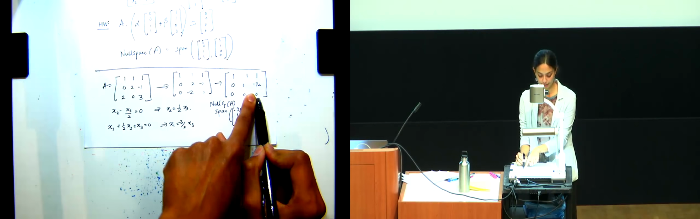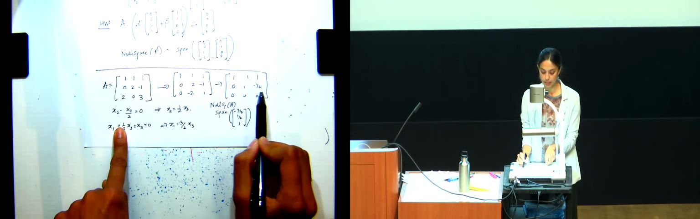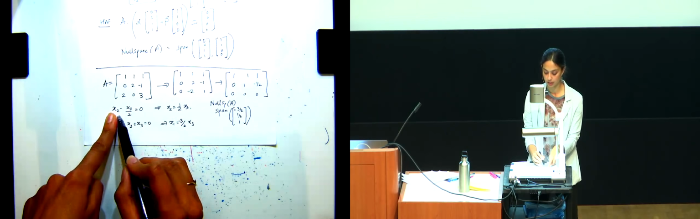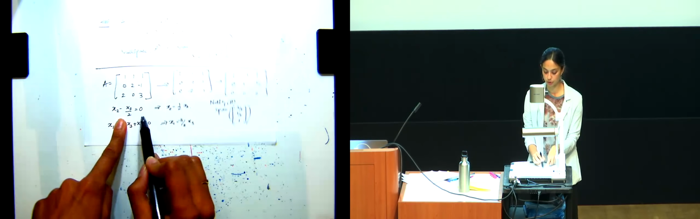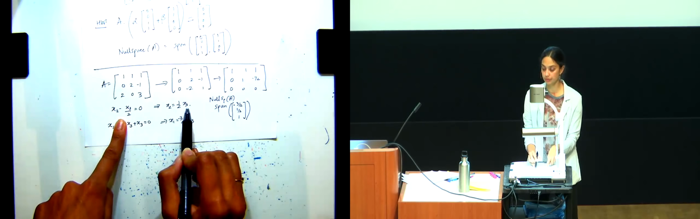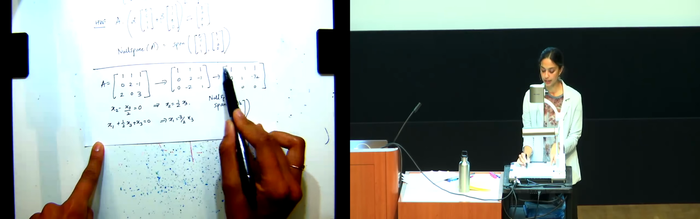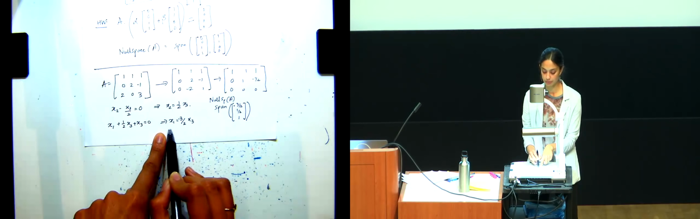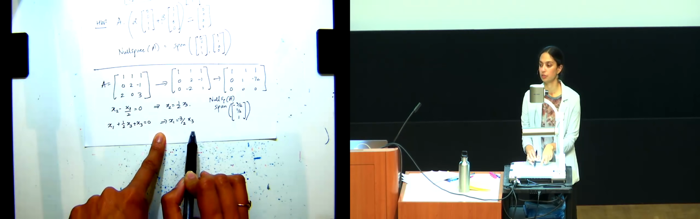So I have x3. Now can I use x3 to write x2 in terms of x3? What does this tell me? It tells me that x2 minus x3 over 2 is 0. So I get x2 in terms of x3. I can use that again to back substitute into the first equation. And I get, again, that x1 is 3/4 of x3.